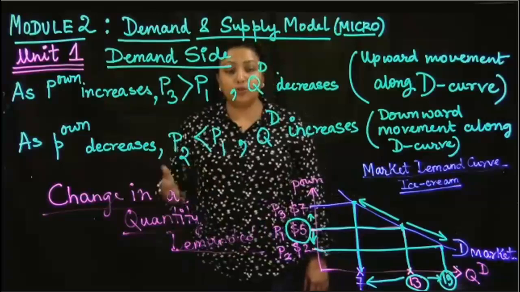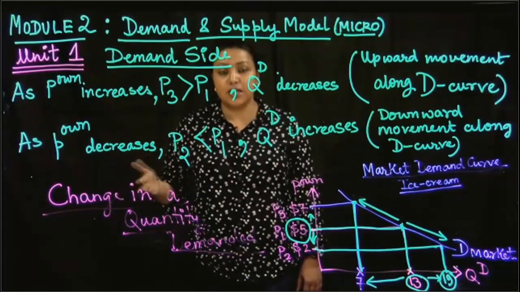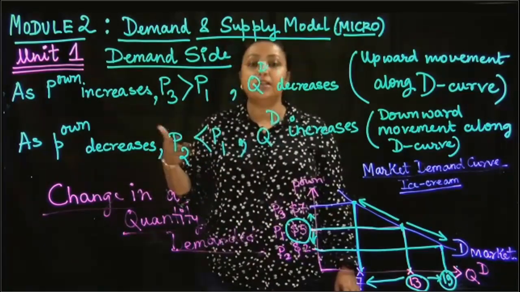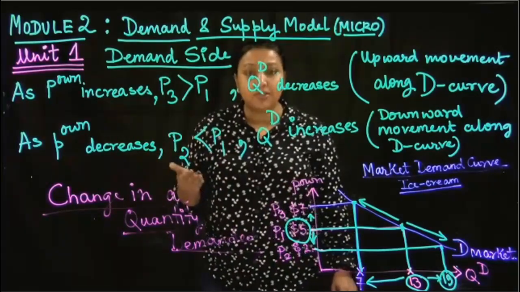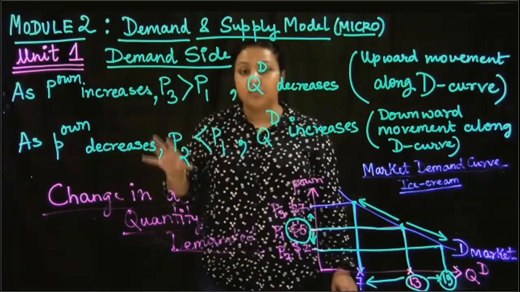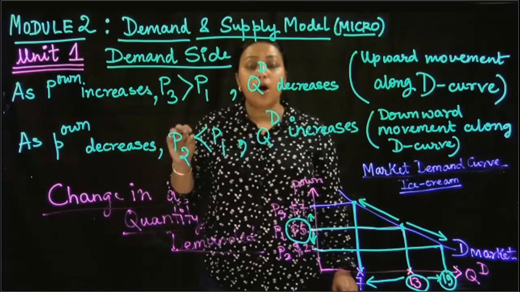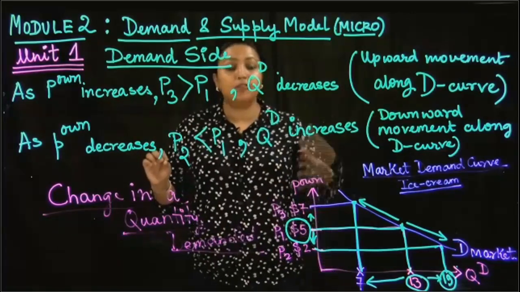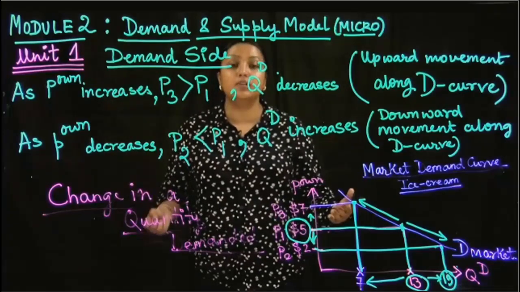Now next we are going to talk about a relaxation of the assumption of ceteris paribus. That means we are going to relax the assumption that everything else in the market stays constant, and instead we are going to say what happens if some of these other conditions in the market change while the own price of the commodity stays constant. So we will see what happens on the demand side if any of the other conditions in the market change while the own price of the commodity stays constant.